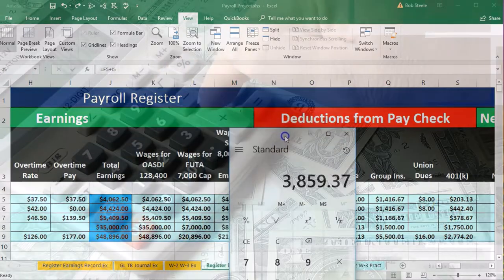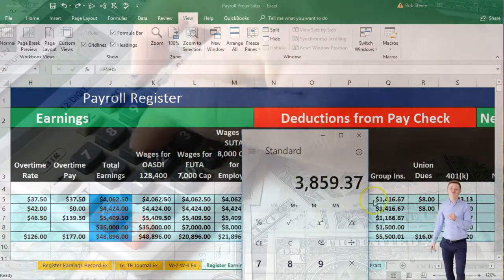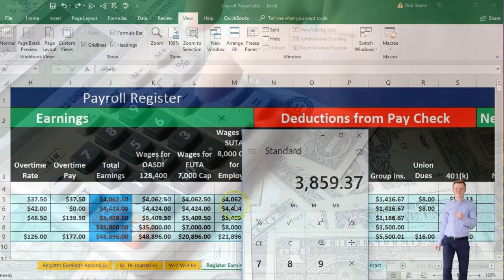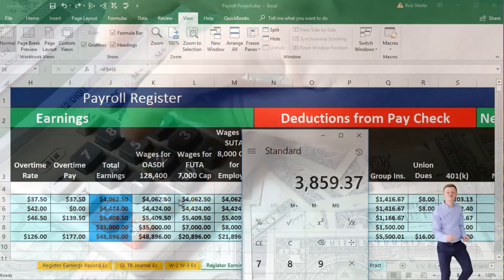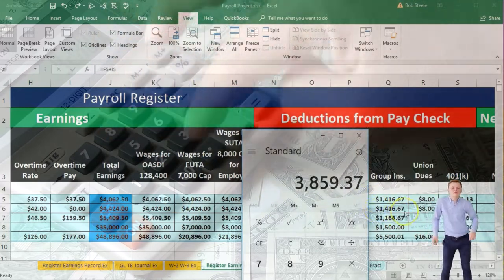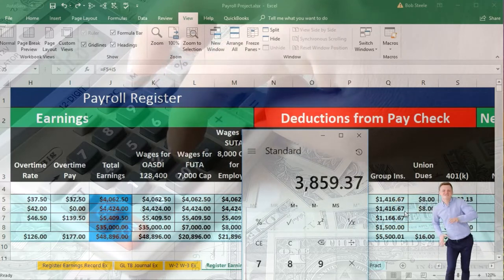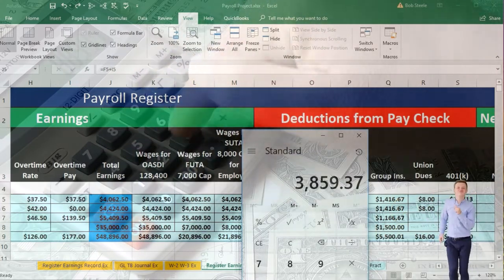Also note that the group insurance, if it was a cafeteria plan, would then be deductible here as well as with the OASDI wages and for Medicare. But we're going to say that this is not a cafeteria plan for this example, meaning it's not going to be a pre-tax deduction, but a post-tax deduction.